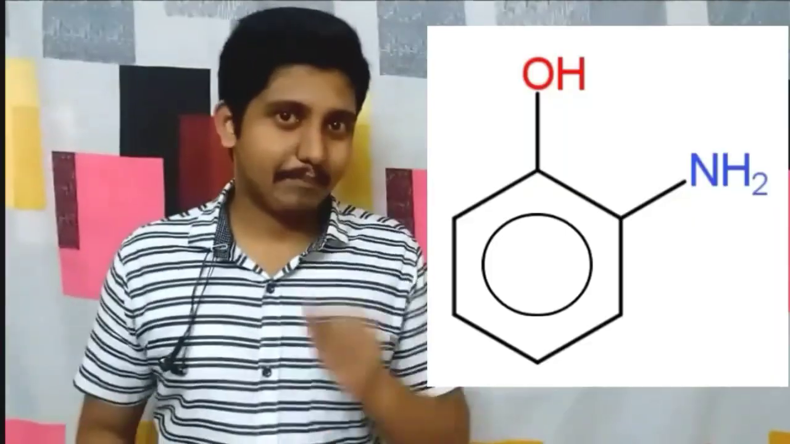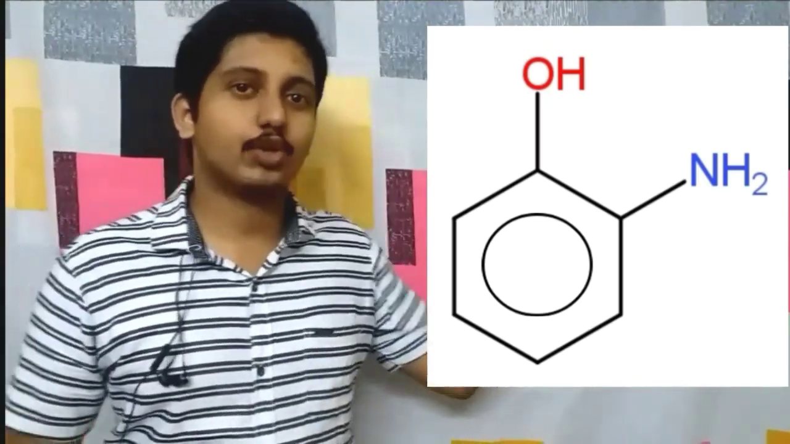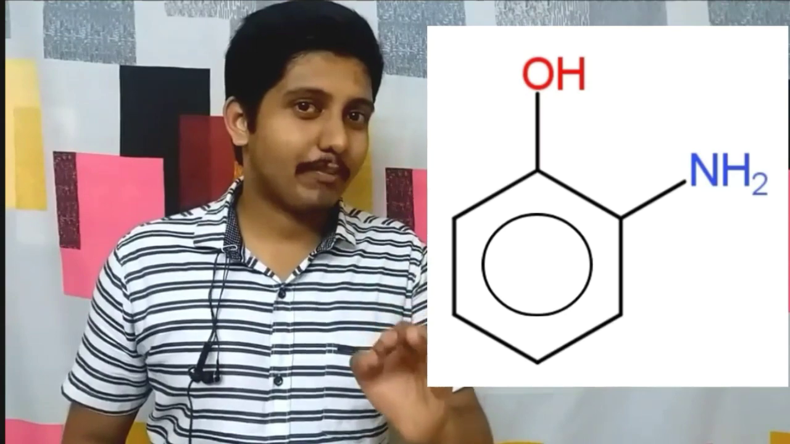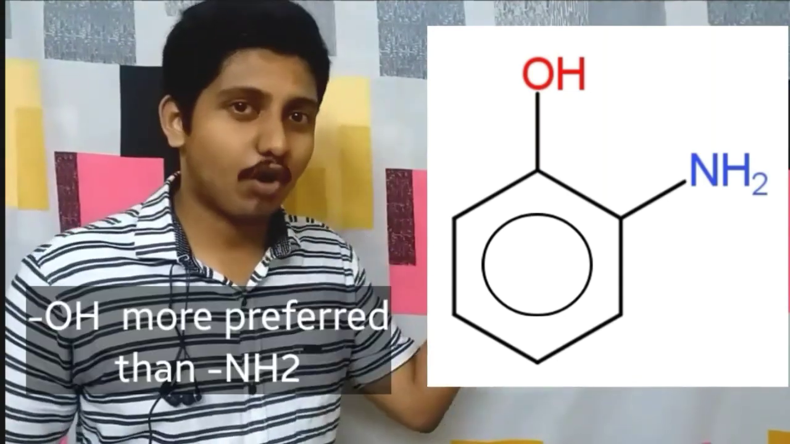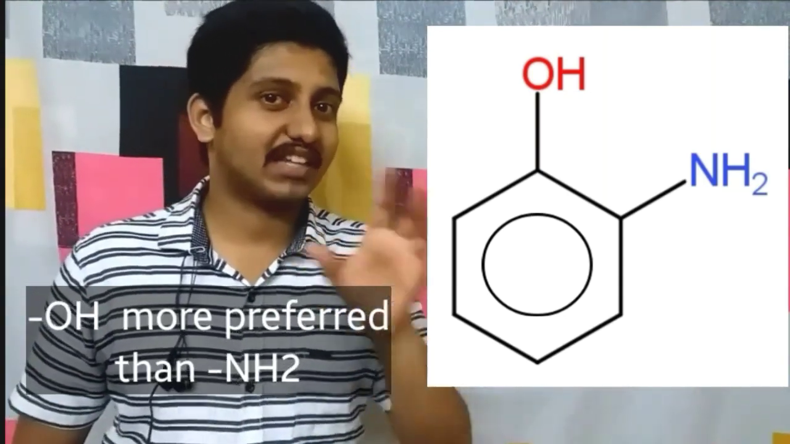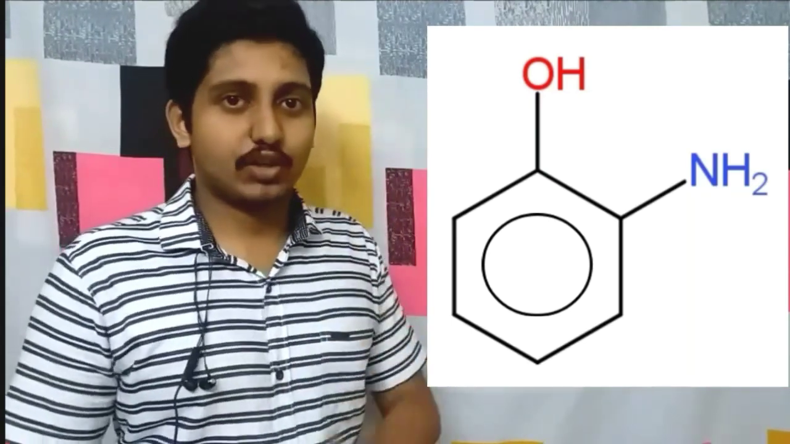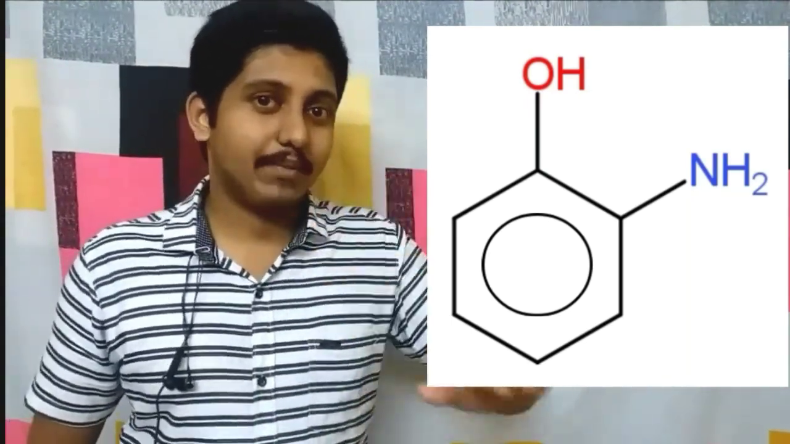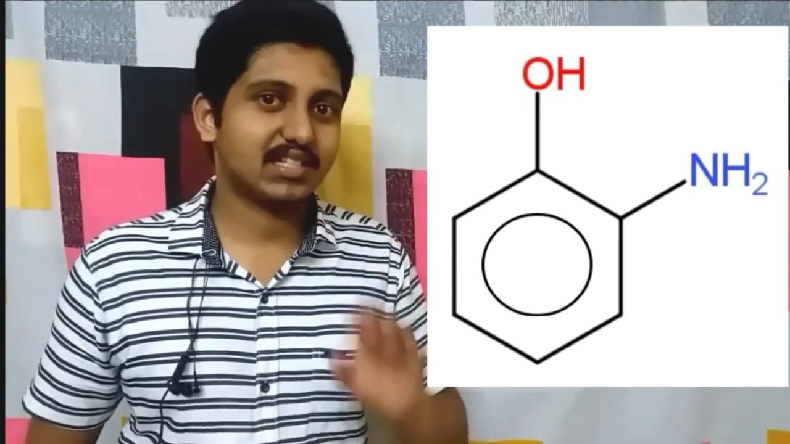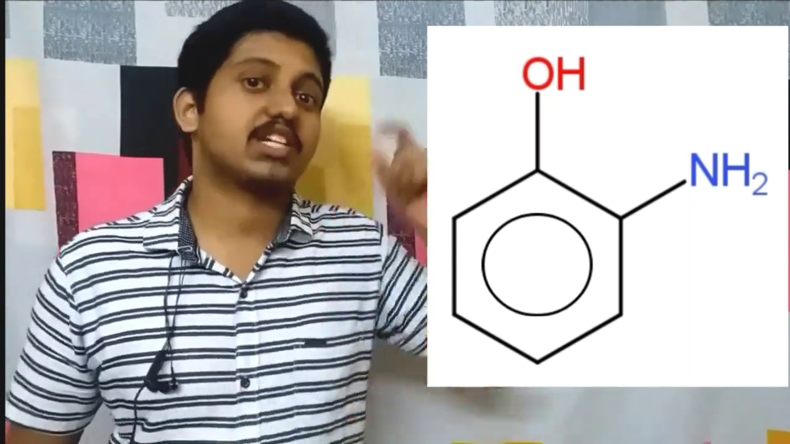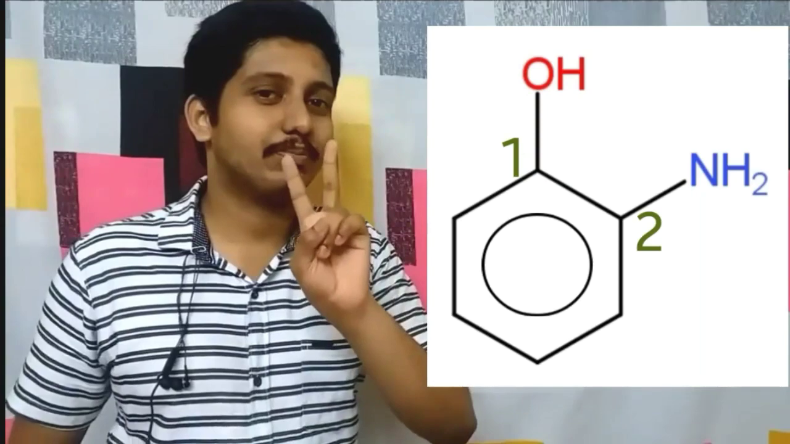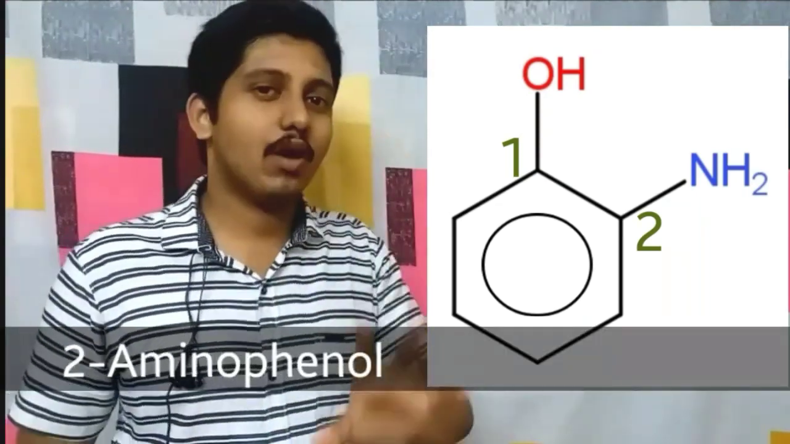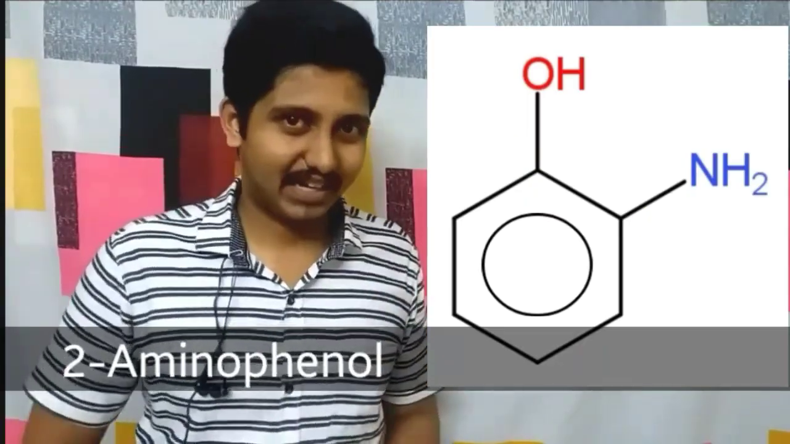For example, here we have an OH group and an NH2 group attached to the benzene ring. So according to our priority table, which one will be the principal functional group? Of course OH, because alcohols and phenols are more preferred than amines, and hence the OH group forms the root word, so the root name will be phenol, and the substituent is the amino group. And where is it present with respect to OH? If the OH-attached carbon is given number 1, then amino is at number 2. So we have 2-aminophenol as the IUPAC name. This was the case of 2 substituents attached to the benzene ring.